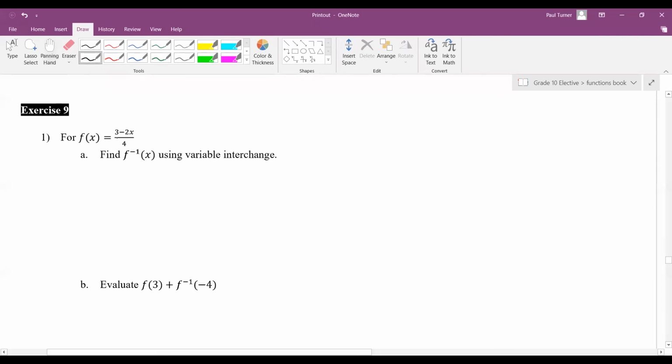So we've got f(x) is 3 minus 2x on 4. So let's write that somewhere. On 4. And I want to find the inverse using variable interchange. Interchange means swapping, basically. So when we interchange the variable, we swap the x and y, that's all. So first thing to do, write that as y equals 3 minus 2x on 4. So you're following?